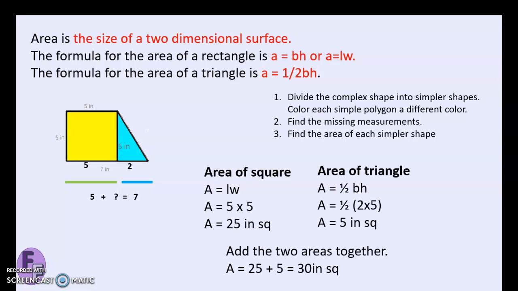For the area of the triangle, same thing. Write down the formula. 1/2 times 2 times 5 is 5 inches squared. And then add the two areas together.